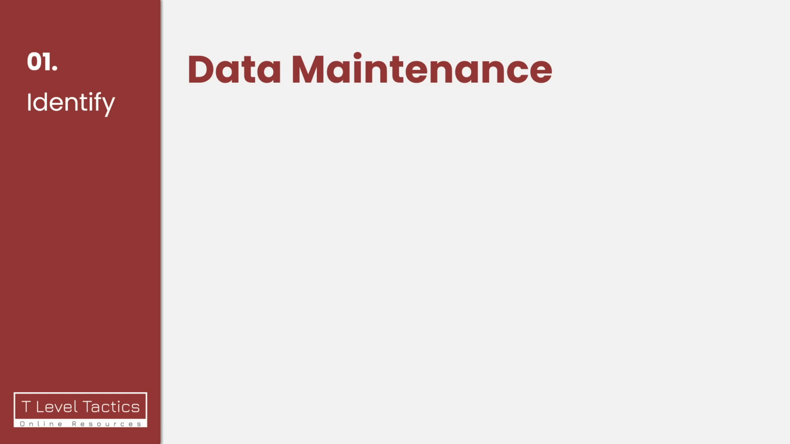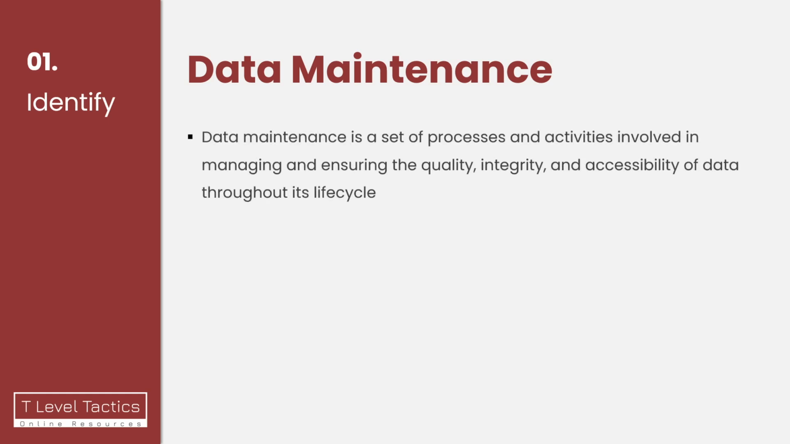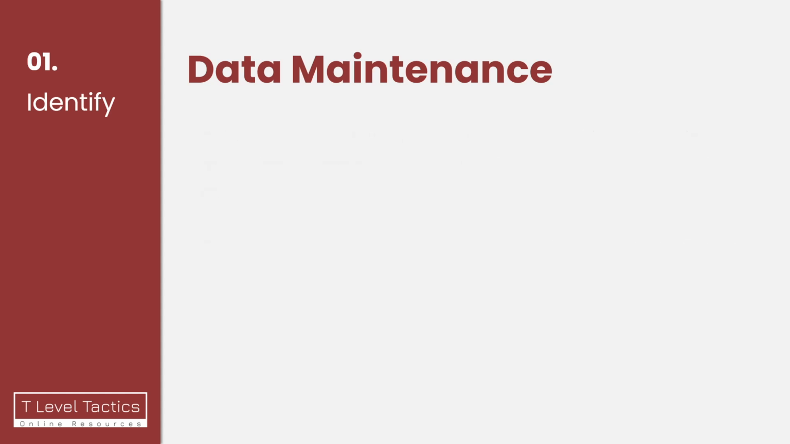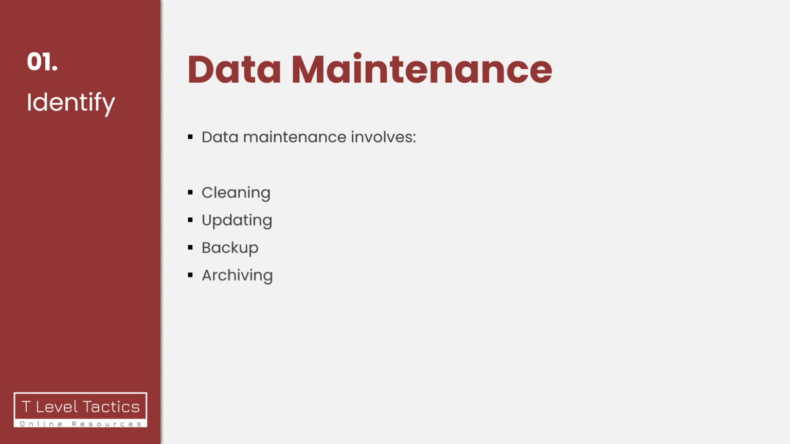Data maintenance is a set of processes and activities involved in managing and ensuring the quality, integrity, and accessibility of data throughout its life cycle. And this includes a variety of tasks aimed at keeping data accurate, up-to-date, and secure. Data maintenance involves cleaning, updating, backup, archiving, security, compliance, and monitoring.